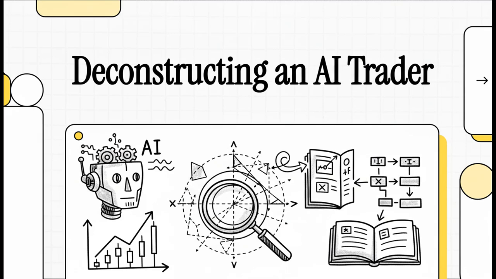All right, today we're going to pop the hood on a trading tool that makes a pretty bold claim. It uses AI. We're going to deconstruct the ultimate Gann AI indicator piece by piece to see what that AI really is. Let's get into it.